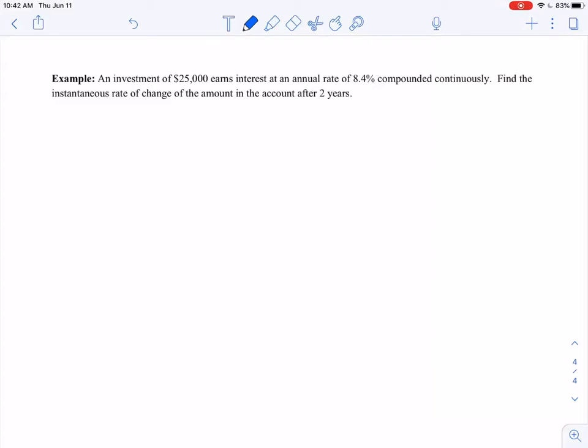So here, I've got A equals P times e raised to the rt power. This one's a little bit tricky, but we can start by plugging in what we know. An investment of $25,000. That's my starting amount. So $25,000. e, we know that's a number. Earns an annual interest rate of 8.4%. So 0.084. Now, what am I trying to do here? I want to find the instantaneous rate of change of the amount in the account after 2 years.